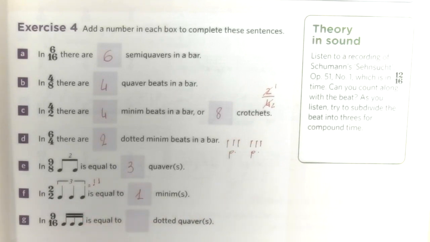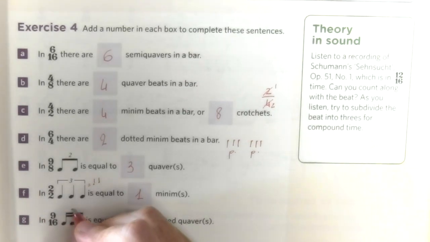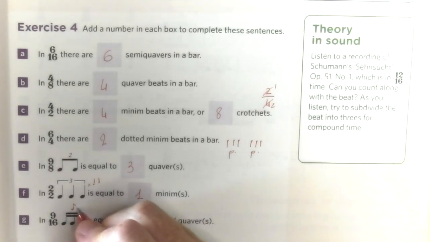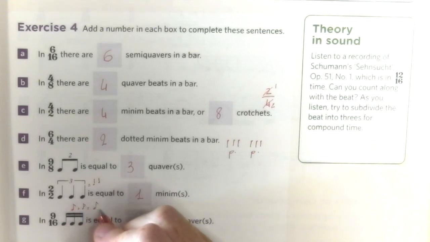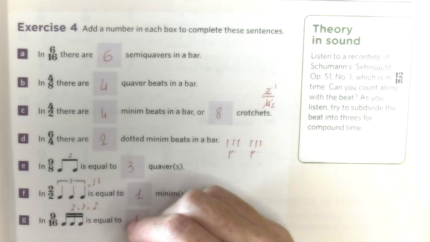Okay? In 9/16, 3 semiquavers is equal to 1 dotted quaver because 2 semiquavers are equal to 1 quaver, and that 1 quaver plus 1 semiquaver equals 1 quaver with a dot, because the dot is its half. So it's a dotted quaver, 1 dotted quaver.